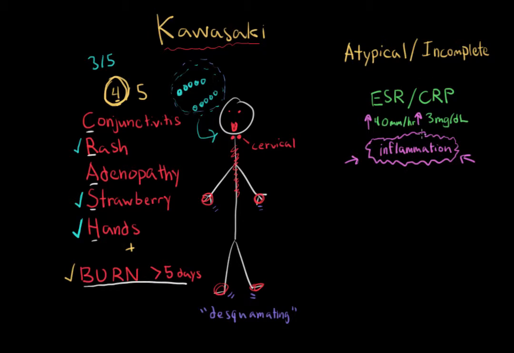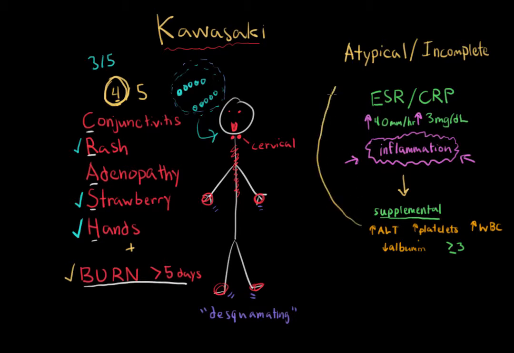And if ESR or CRP, signs of inflammation, are elevated, your next step is to double check this with supplemental labs. These supplemental labs include an elevated ALT, elevated platelets, elevated white blood cells in either your urine or your blood, and decreased albumin. I wouldn't look into the specifics of this too much, but what you should know is that greater than or equal to 3 supplemental labs will lead you to the diagnosis of atypical Kawasaki disease. So in this case, you start treatment.